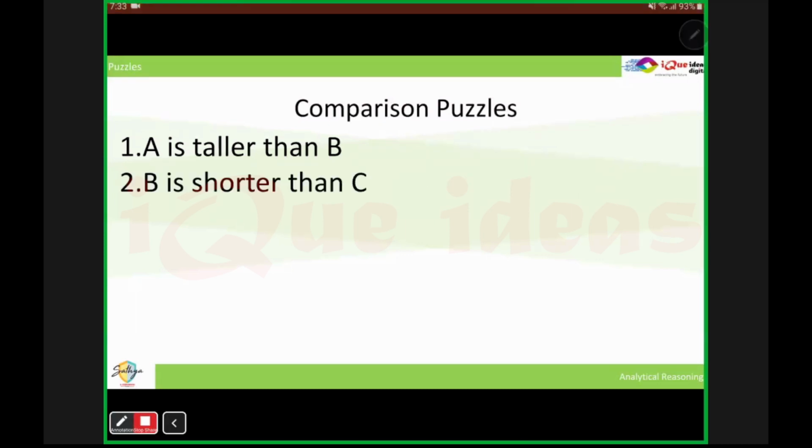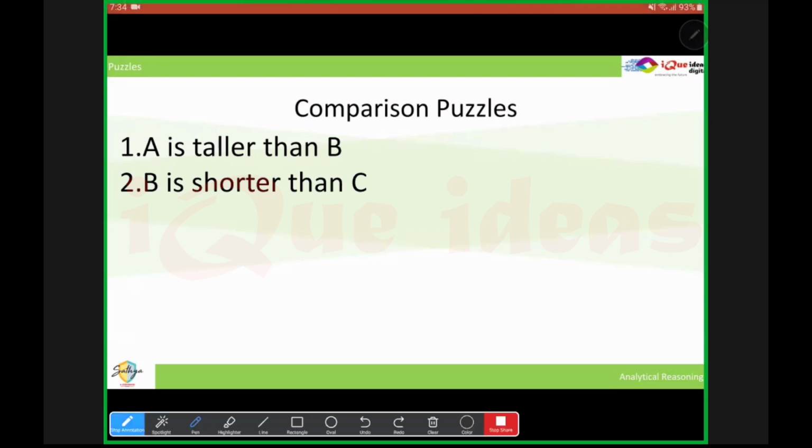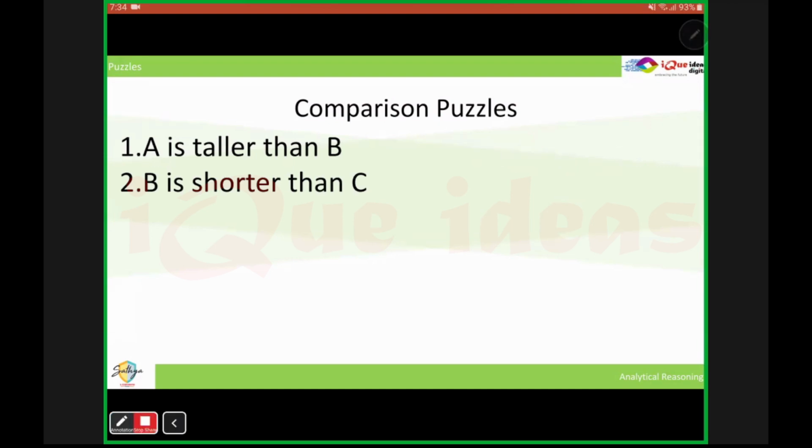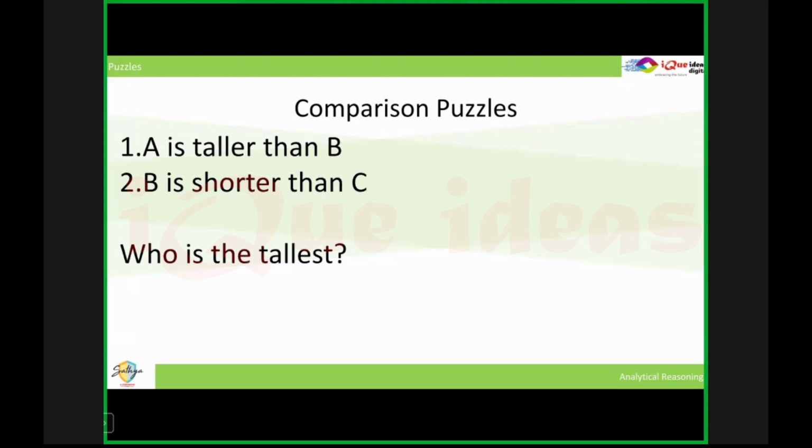Now, supposing I have another clue where I say B is shorter than C, then I can write B is less than C, or I could simply write B is shorter than C like this, right? I can either use the mathematical symbol of less than to indicate that B is shorter than C, or I can draw B smaller than C. So visually it indicates that B is the shorter one. Now, by combining the two given statements, that A is taller than B and B is shorter than C, is it possible for me to identify who is the tallest among the three people? I have got three people, A, B, and C. I've given you two clues about how they compare to each other. Based on these two clues, is it possible for me to identify who is the tallest person in the group?